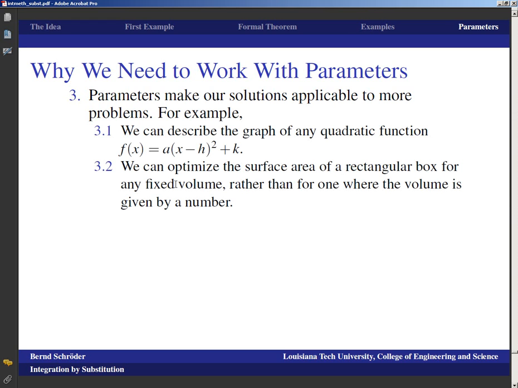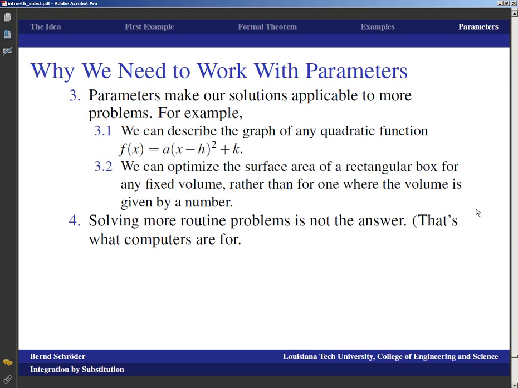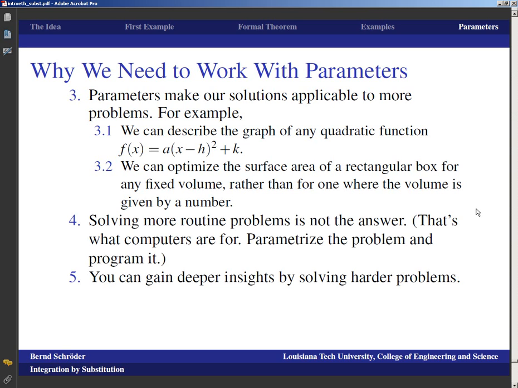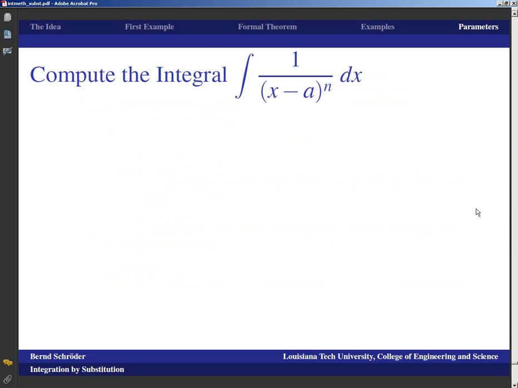And we've also seen the optimization. If we optimize for an arbitrary fixed volume, we have a solution that is more versatile than if everything is given by numbers. And we've also seen in the past that just solving more problems without parameters really doesn't give us the training that we need to proceed. So that's what we would ultimately use computers for anyway. We would parameterize the problem and program it. And finally, we've also seen, for example, in the derivation of Snell's law, that you really do gain deeper insights by solving these harder problems. You just get that much more unscrupulous when it comes to something that has a lot of symbols in it. It just doesn't bother you that much anymore.